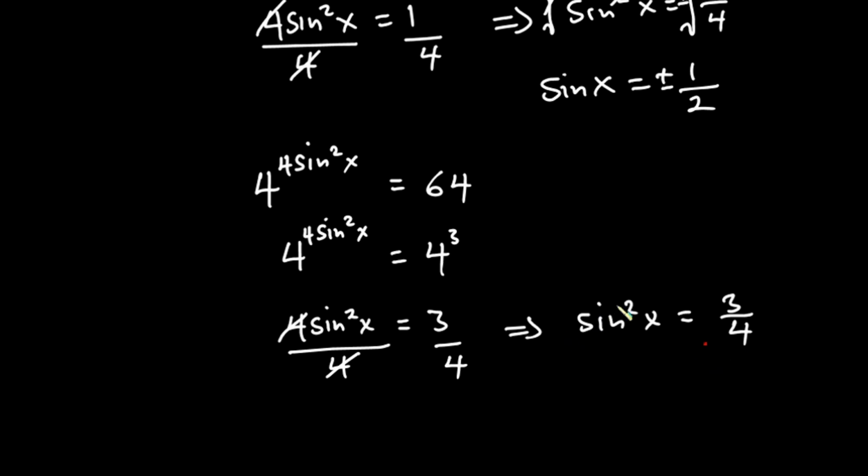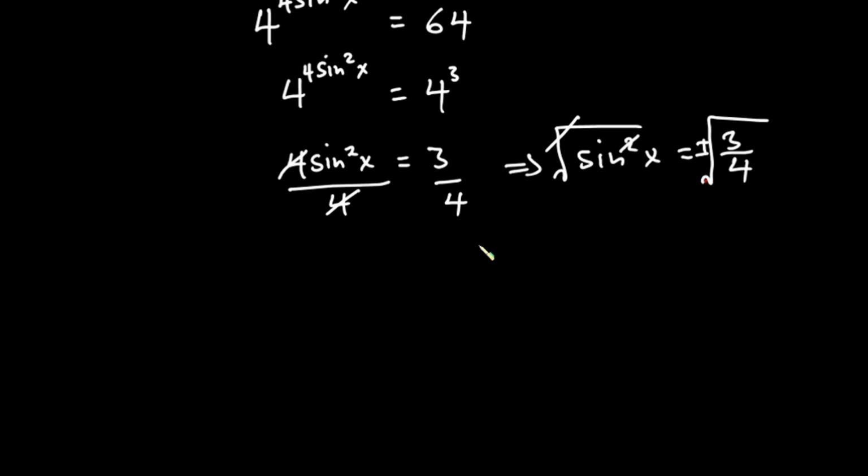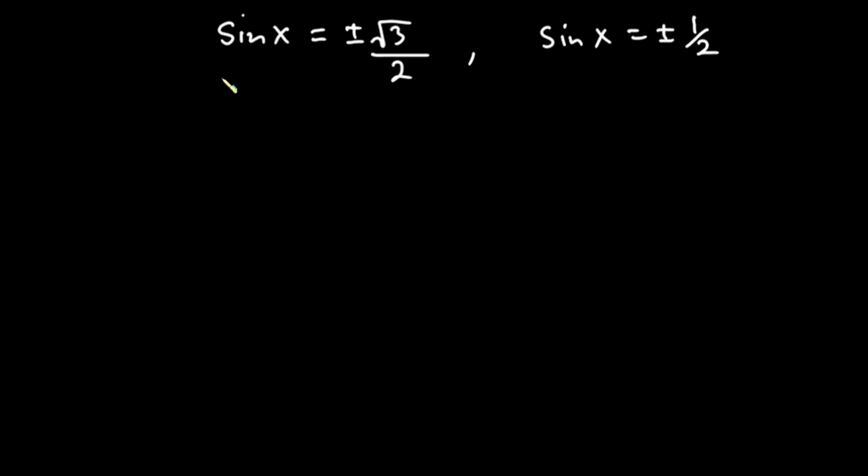Now let's get rid of the squared by taking square root on both sides of the equation. But we have plus or minus here. Now we're going to have sine x is equal to plus or minus square root of 3 over 2. Now from the calculations, we have seen that sine x is equal to plus or minus root 3 over 2, or sine x is equal to plus or minus 1/2. So how do we solve for x in each case?